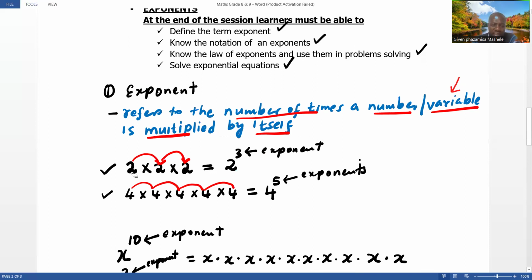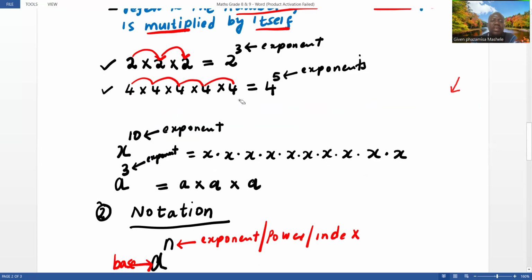Then again, we've seen that if we take 2, we multiply by 2, we multiply by 2. Here we have to count that, okay, we are multiplying 2 by itself, but the question is how many times? 3 times, which means the 3 there is regarded as an exponent. So if you're multiplying 4 by 4 by 4 by 4, by itself, how many times did we multiply that? 5 times, which is the 5, our exponent. Now I believe you know which one is the base and which one is the exponent.